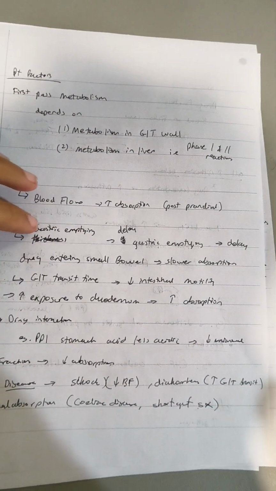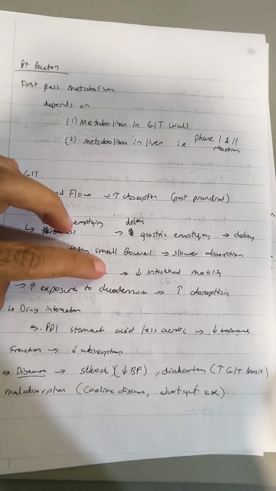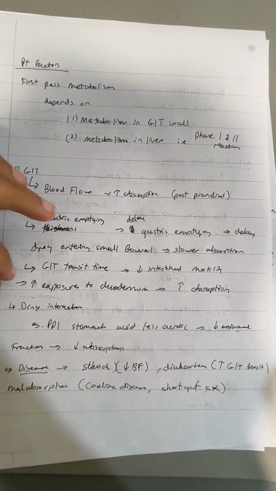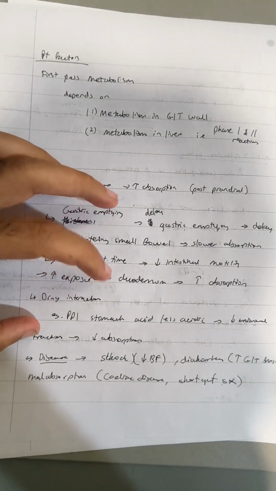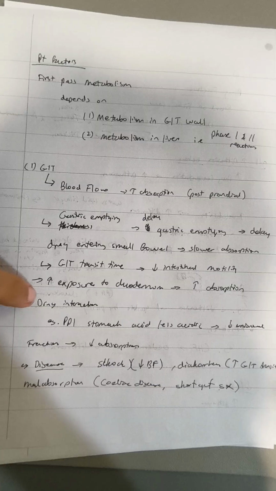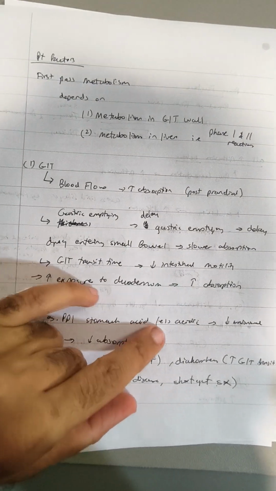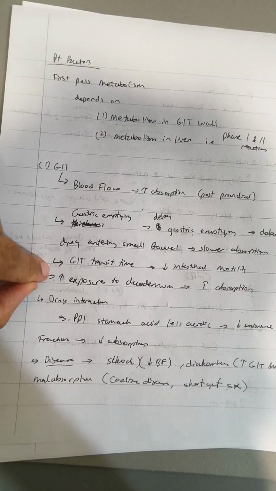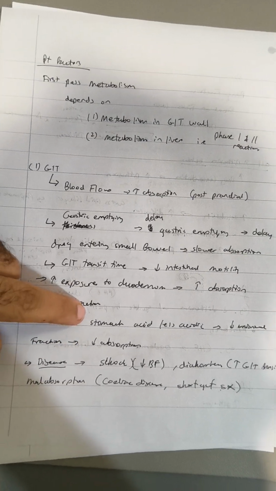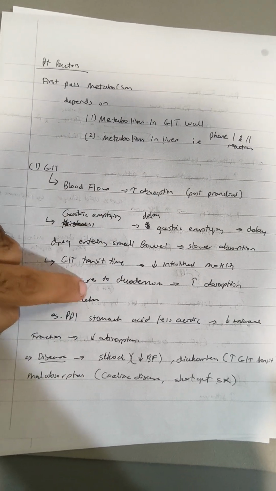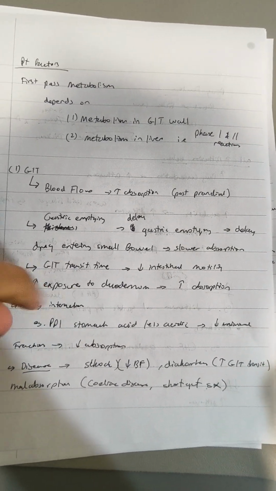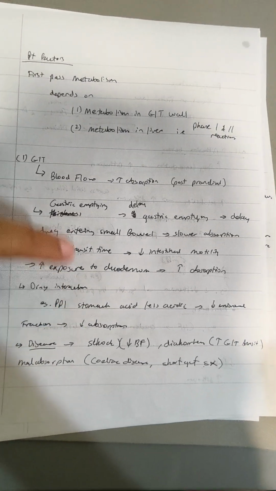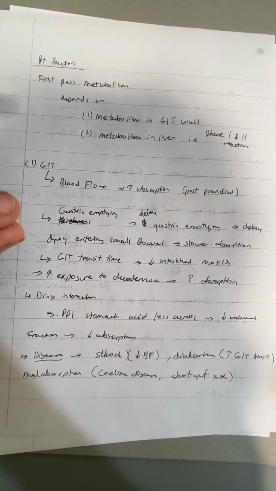You want to be so specific. Entering the small bowel, slower the absorption. Then you have GIT transit time, so decreased intestinal motility increases exposure to the duodenum, increases absorption, and drug interaction. So if you decrease the motility, you have more exposure to your duodenum, and then more drug is absorbed. And then PPI, for example, is a drug interaction. PPI makes the stomach acid less acidic. So this is more of a drug interaction, but it's also a patient factor.